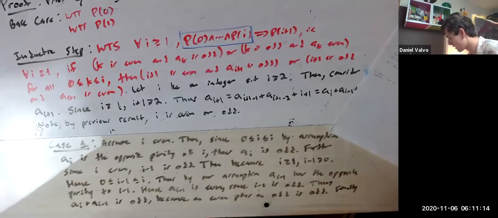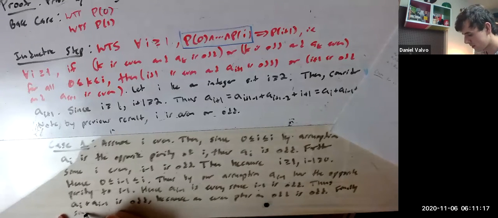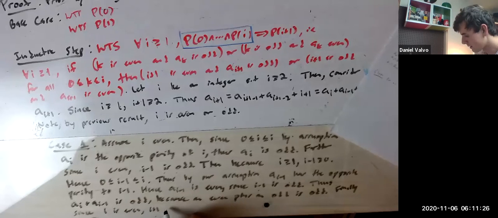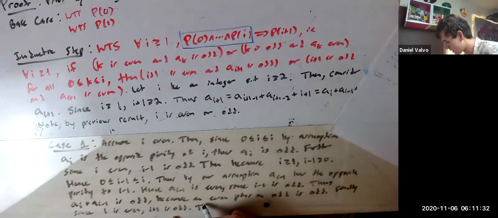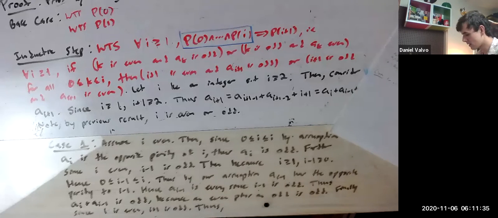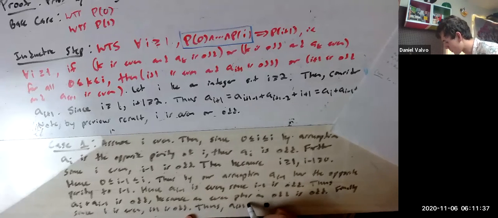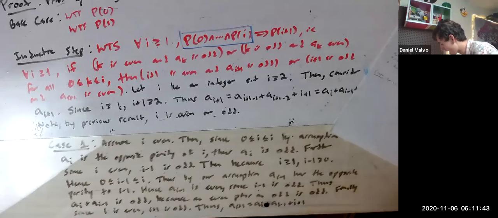Finally, since i is even, i plus 1 is odd. Thus, a of i plus 1, which equals a of i minus 1 plus a_i plus i plus 1, will be an odd plus an odd, which will be even.